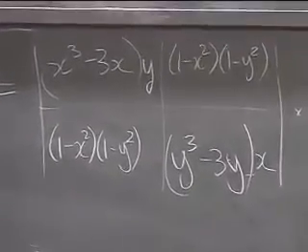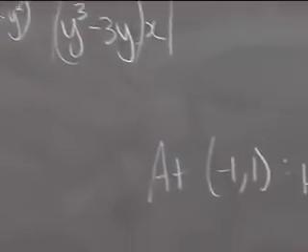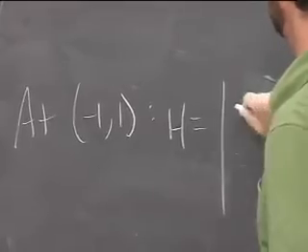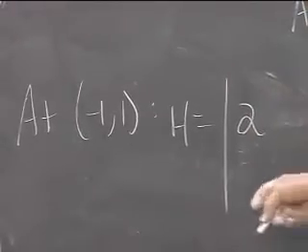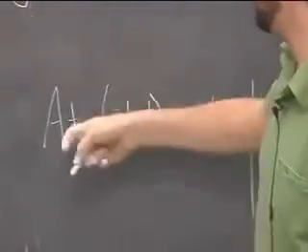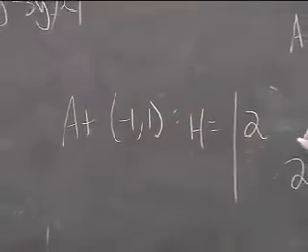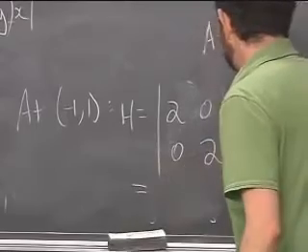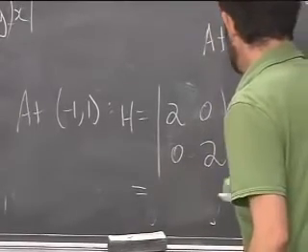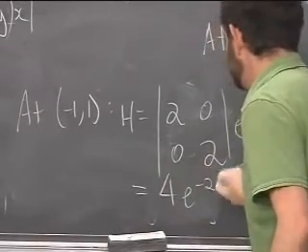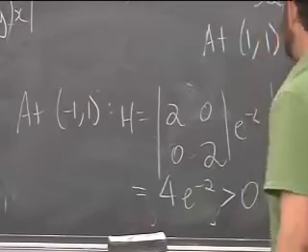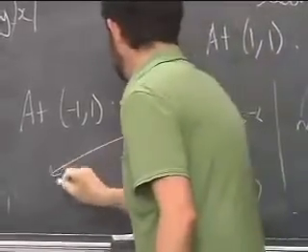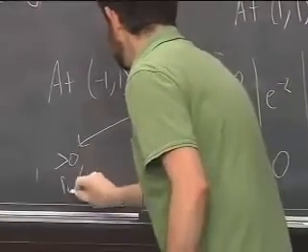I plug in minus 1, 1. I get, actually, yeah, I get 2. And then down here, I get 1 minus that, so I get another 2. And here I'll have 0, 0 again. So this time the Hessian is 4e to the minus 2. You see that that's positive again, but now this is positive, so it's a local min.